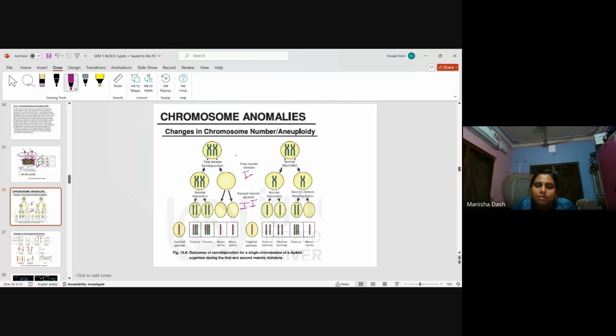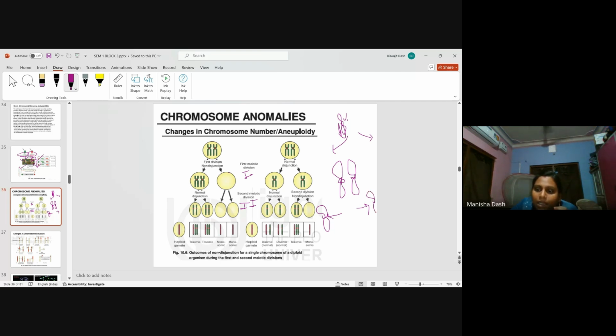So if you remember, in meiosis 1, what happens? Simply the homologous chromosomes are separated. It means if we have chromosome number 1 like this, or let's take the example of the X chromosome in a female, let's say. The female has 2 X chromosomes. So in the first meiosis, both the X chromosomes will move to 2 different cells.